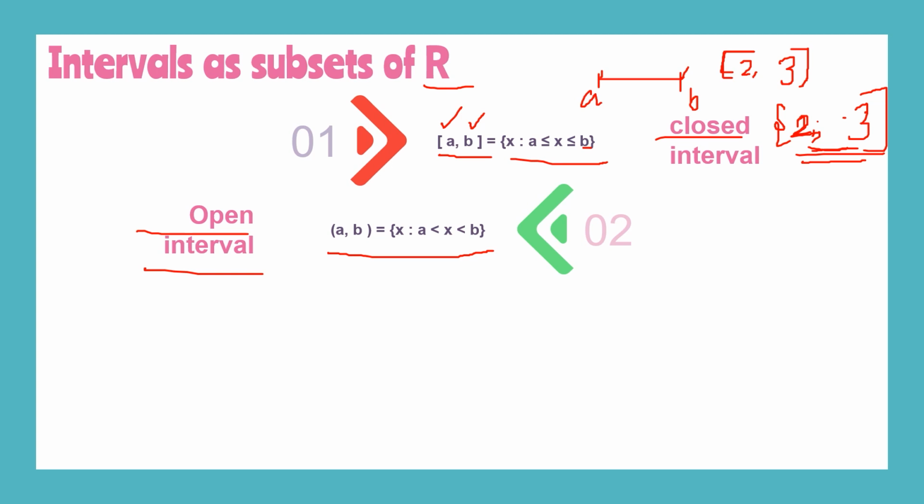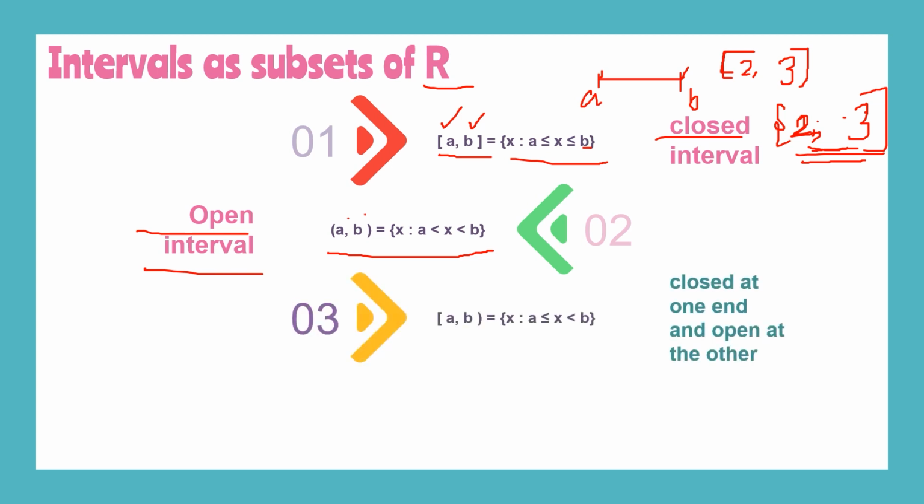So we will not include these endpoints in the interval. That is the meaning of open interval. That is the difference between closed interval and open interval. Closed interval means the endpoints are included in the set. Open interval means the endpoints are not included, whereas the numbers between those two extremes are included.